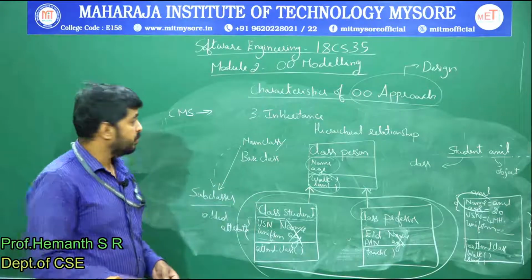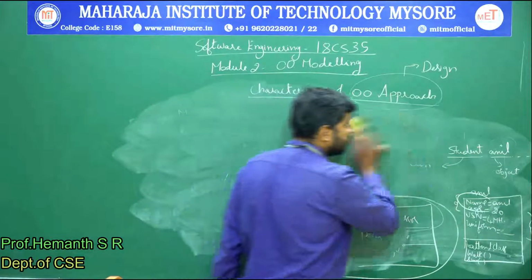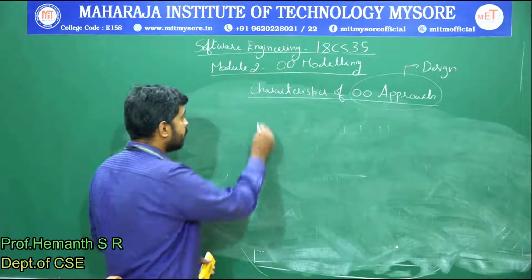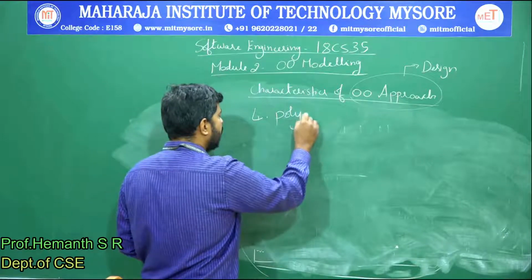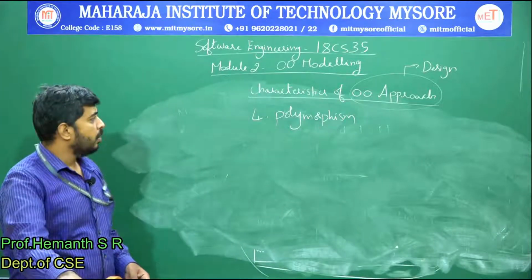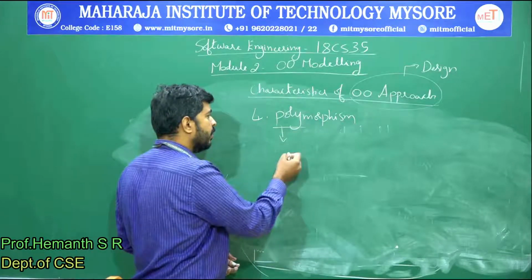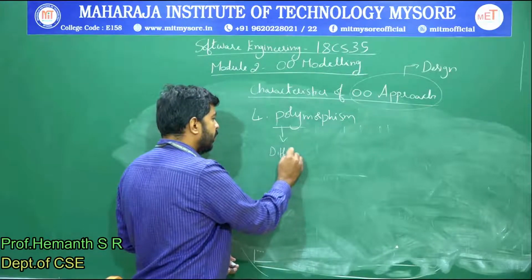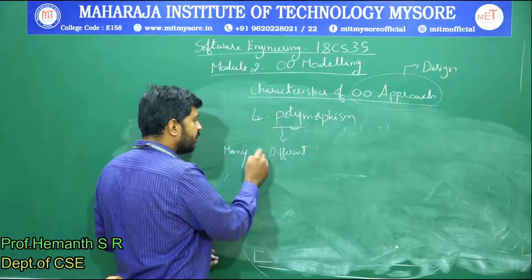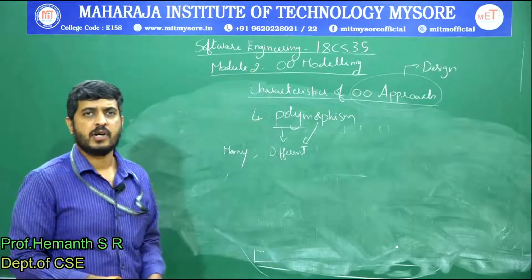The next characteristic of the object-oriented approach is what we call polymorphism. So what is polymorphism? Poly is an English word. What does it mean? Many. Morph means different. So polymorphism means behaving in different ways, behaving in different forms.